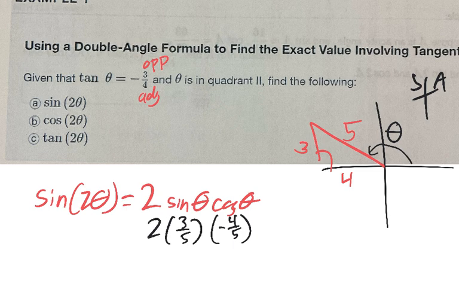So now it's 2 times 3/5 times negative 4/5, which would be negative 24 over 25. Because I multiplied: 2 times 3 is 6, 6 times 4 is 24, and in the denominator, 5 times 5 is 25. You can put 2 over 1 and multiply fractions.